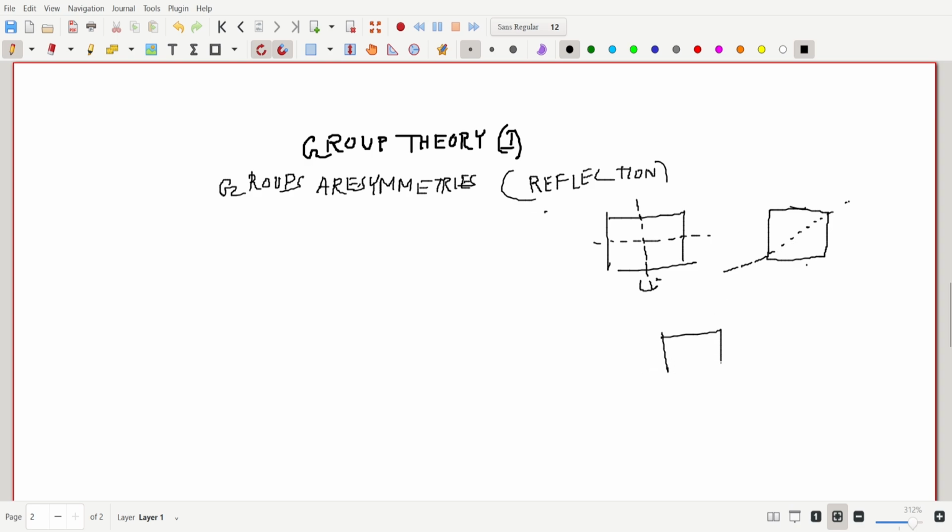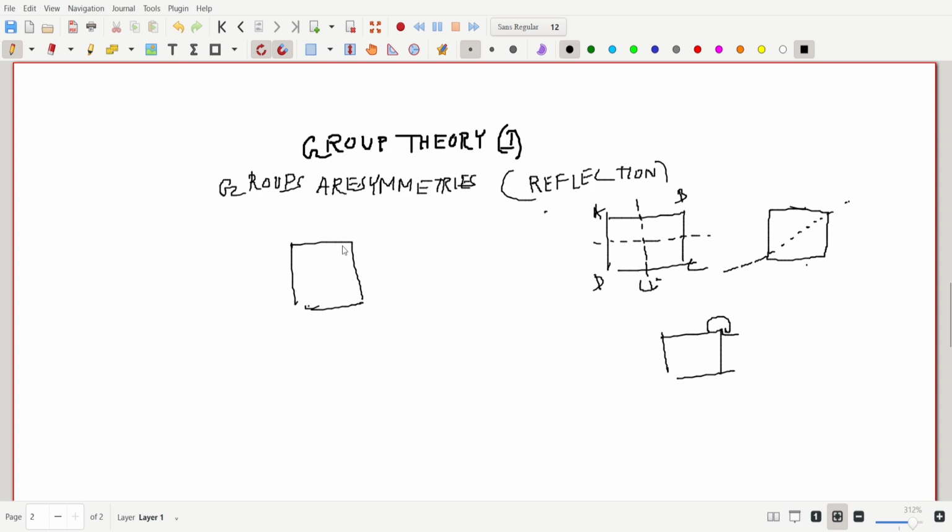We can rotate this also, or we are reflecting it along an axis and keeping it back in the same place. And how many ways are you getting? Suppose all of these corners are named differently, or you can consider the edges as well. So how many ways are you getting? See, for example, the square.